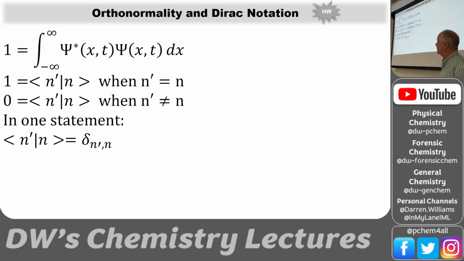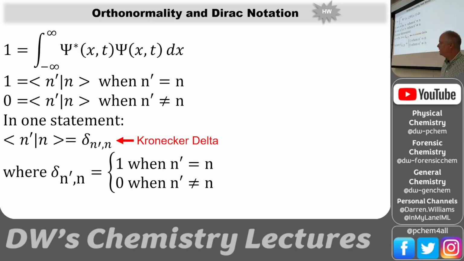Okay, so in one statement, this n prime n, integral over all space, is equal to this delta n prime n. So this is called the Kronecker delta, and it's got this definition. It's essentially those top two lines. The delta is equal to 1 when n prime equals n, and 0 when n prime is not equal to n. And so this is the simplified version right here, mathematically, in one statement of orthonormality. So you have orthogonal and normal all in the same word. So this is the orthonormality condition, this little statement right here.